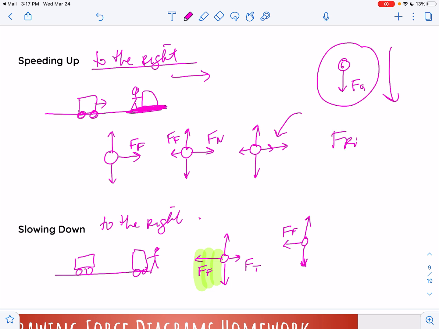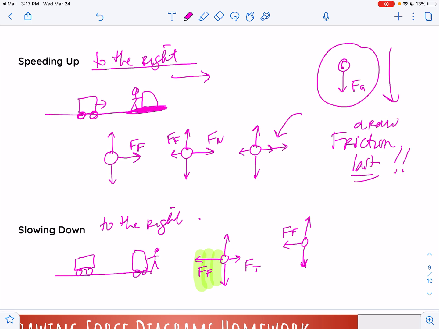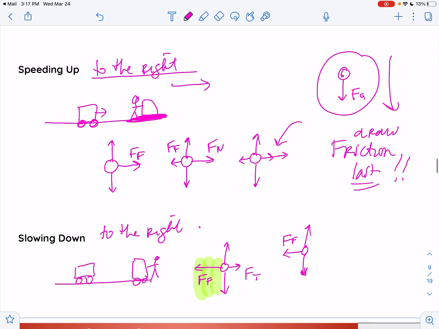My best other advice is to draw friction last, because that'll help you see which way the friction is supposed to go. All right, so that's an overview, and then I'll do the other examples.